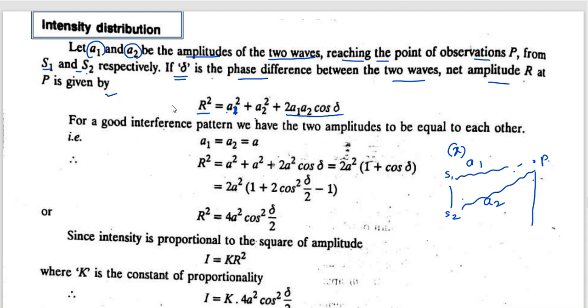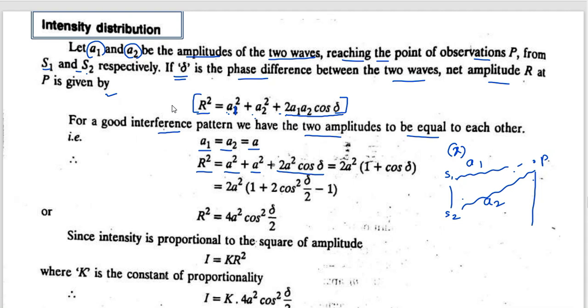Okay, for a good interference pattern, the two waves must have the same amplitudes. The amplitudes of the two waves will be equal, so we take A1 equal to A2 equal to A. So what will the expression be? R square equal to A square plus A square plus 2A square cos delta. Remember, this formula is similar to the triangle law of vector addition: R square equal to A square plus B square plus 2AB cos theta, where theta is the angle between A and B. Similarly here, delta is the phase difference between the two waves.